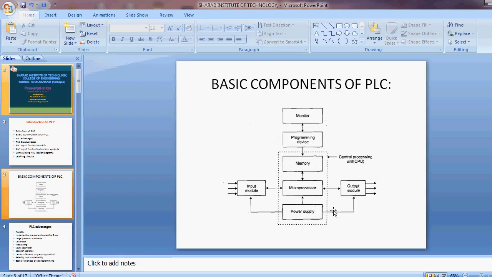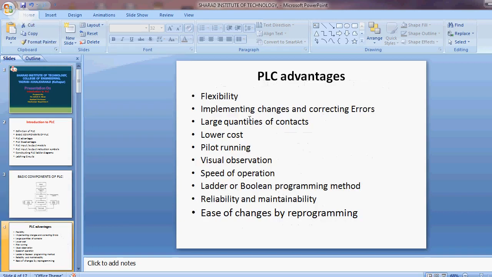Now we move to the next slide, that is PLC advantages and disadvantages. First of all, we discuss the PLC advantages. The first point is flexibility. In past years, the control of each production machine required its own controller. Suppose you consider 50 machines, it requires 50 different controllers. Now it is possible to use just one model of PLC to run 50 machines. That's why we go for flexibility.